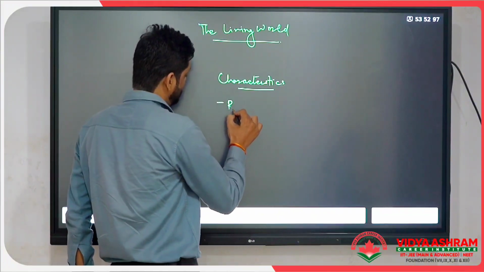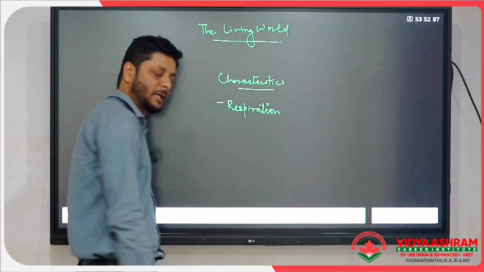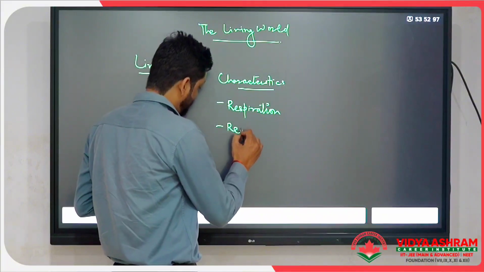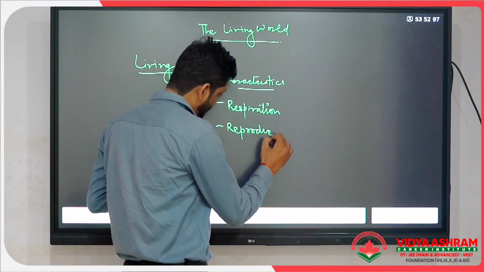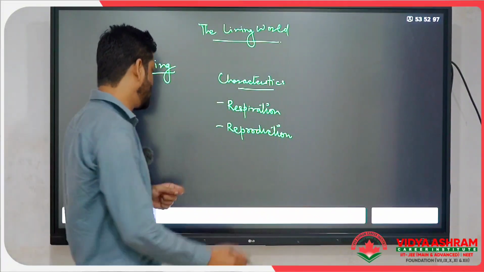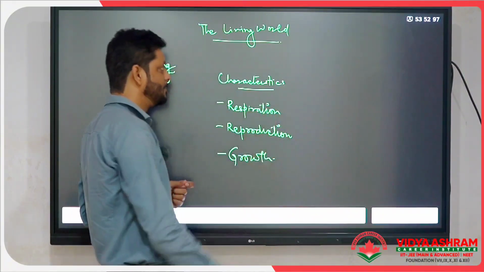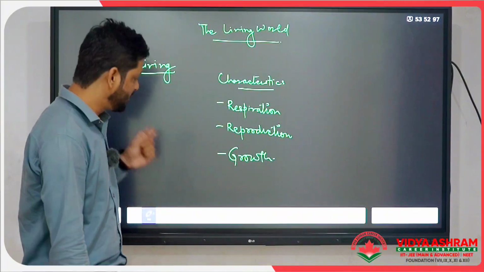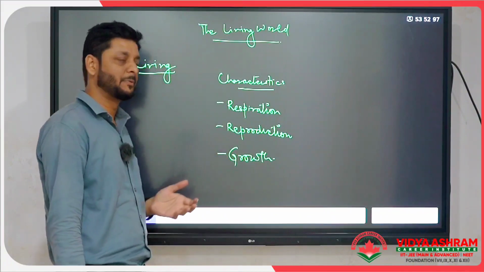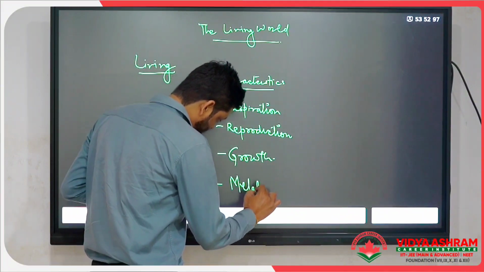That is respiration. Every living organism respires. So respiration is one of the important characteristic features of the living, such as reproduction. Reproduction is also one of the important characteristic features of living organisms. The living organisms also show growth. This is a very important point. Growth. If the organism is showing living characteristic features, they must respire, they must reproduce, they must show growth, as well as they will show metabolism.